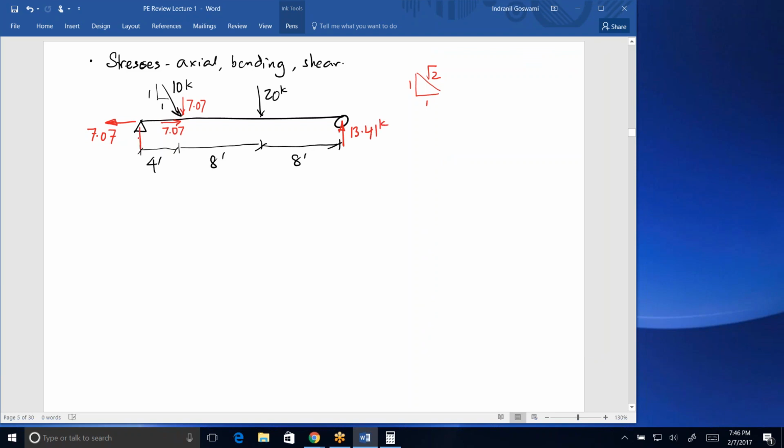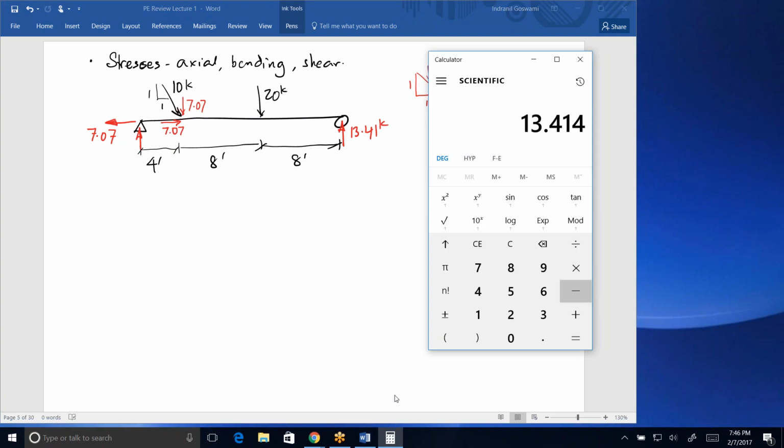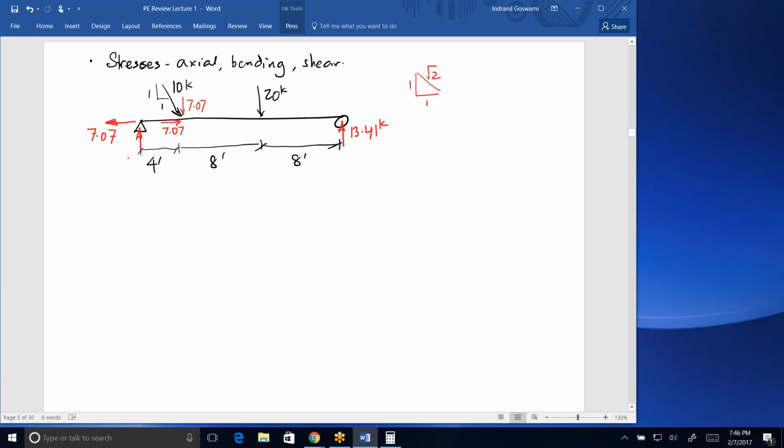And the reaction here from Fy, total is 27.07. So that subtracted from 27.07 is 13.66. So that's your free body diagram solved from an external point of view. In other words, you figured out what the external reactions are and so on.